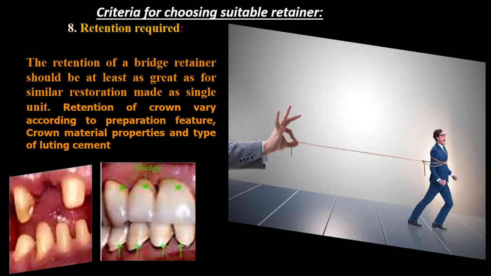الريتينشن ريكواير وهذا فشي مهم بالريتينر. الريتينشن اوف ذا بريدج ريتينر اللي هو المهمة الأساسية إضافة للconnecting of the bridge retainer to provide retention and stability for the bridge. The bridge retainer should be at least as great as for similar restoration made as a single unit. Retention of the crown varies according to the preparation feature, crown material and type of luting agent. احنا بنسوي بريدج نسوي الريتينر الريتينشن مالته لازم يكون as great as for a similar restoration made as a single unit.